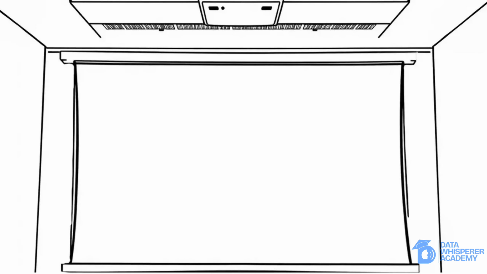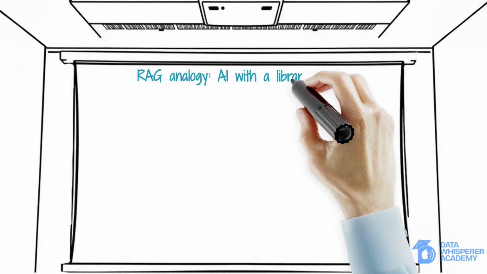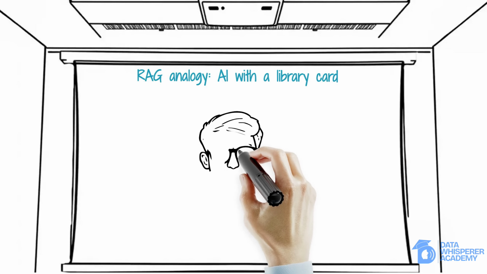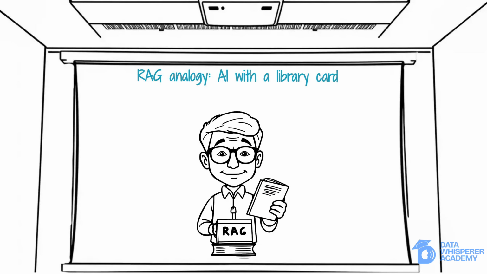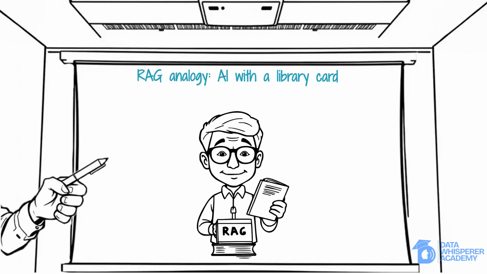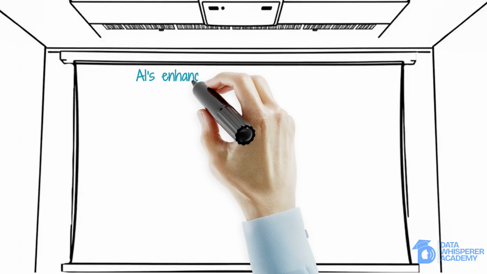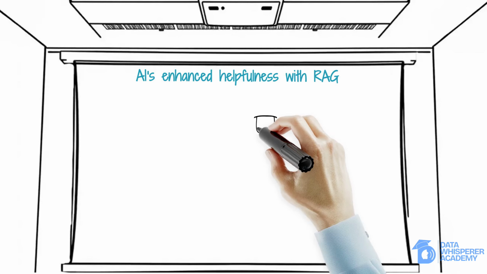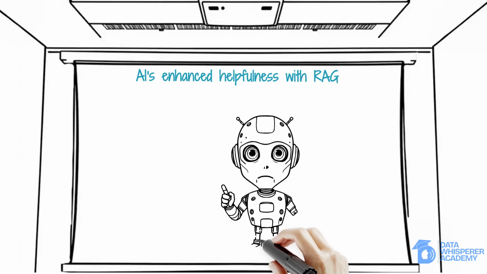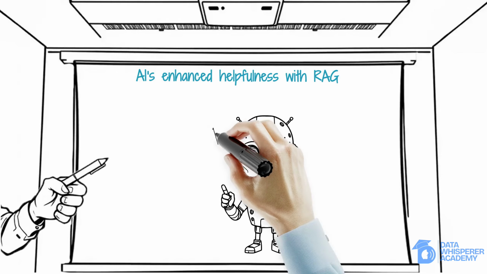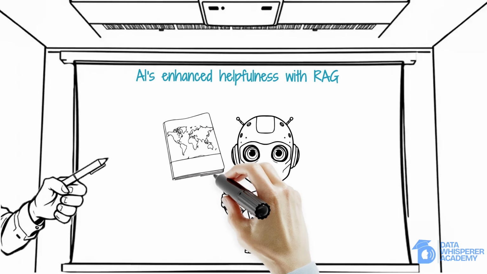Here's how I like to think about it. Regular AI is like a smart person answering from memory. RAG is that same smart person, but now they have a library card and can look things up before answering. The AI becomes so much more helpful because it's not limited to what it memorized. It can access exactly the information you need when you need it.